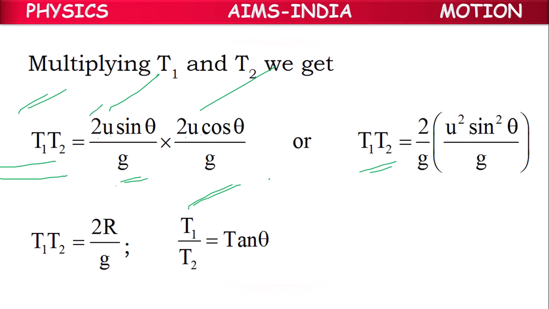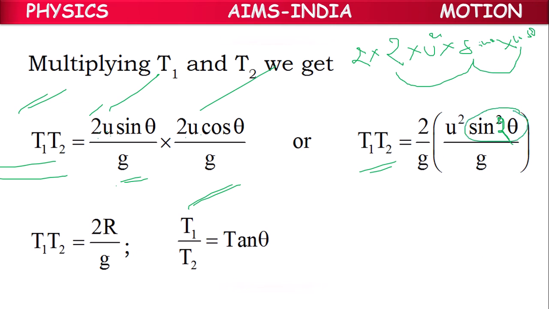Okay, let's keep 1 by 2 here. Sorry, Charan, it is sin 2 theta. So 1 by 2 we will keep aside, and the remaining part we will keep aside. Here u into u, u square, we have sin theta into cos theta. This 2 sin theta cos theta will become sin 2 theta. We have 1 by 2 here.